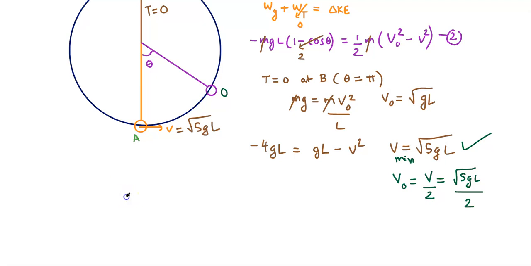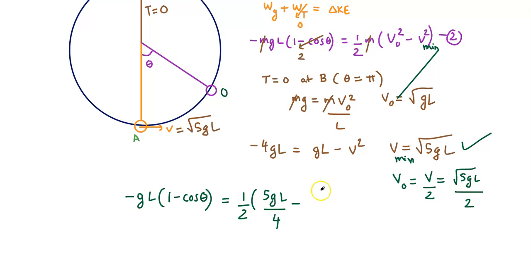Alright, so what do we get? So minus gl times 1 minus cos theta. Remember, the m cancels on both sides. That must equal half of v naught squared, which is 5gl by 4 minus v squared. Right? V is v min. We provide the minimum speed required at the bottom for the bob to complete the circle. So that's going to be 5gl. So this is 5gl, and the gls will cancel. Okay, we just have to solve for theta at this point.